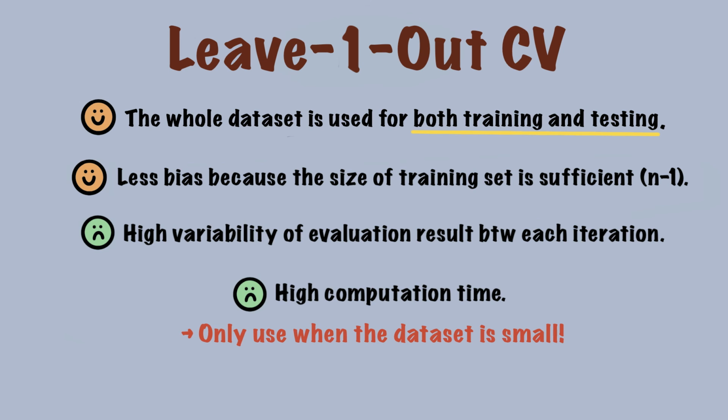Further, the computation time is high. Even though n is typically smaller than n choose p, which is the number of iterations for leave-p-out cross-validation, n is still a large number. Suppose we have 500 data points, then we have to repeat the process 500 times. As a result, we only use leave-1-out when the dataset is small. Ideally, the training algorithm should be simple and fast. Otherwise, even for a small dataset, the validation process could still be time-consuming.